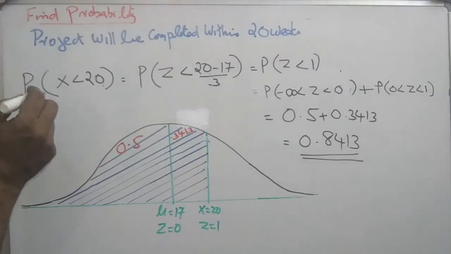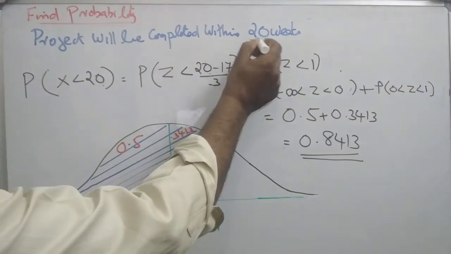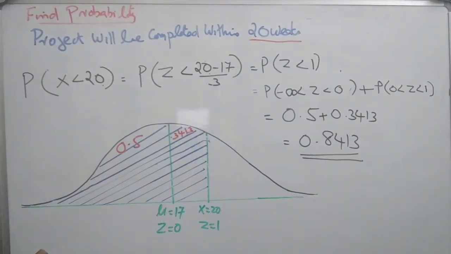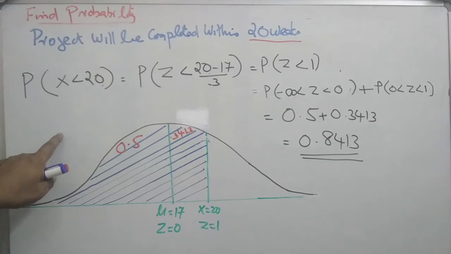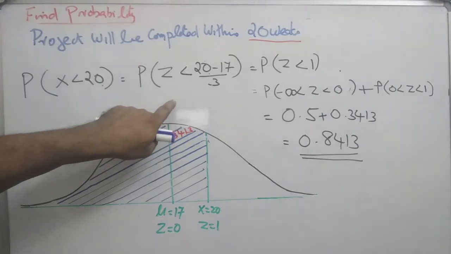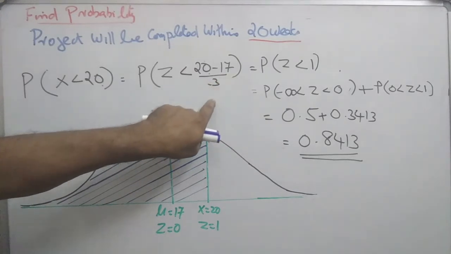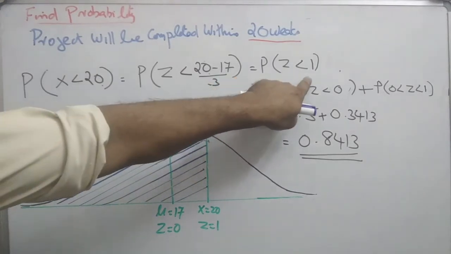Here the question is to find the probability of completing the project within 20 weeks. That is 20 or less. The time should be 20 weeks or less for completing the project. That is the probability of x is less than 20, a normal with mean 17 and standard deviation 3. We standardize it. That is the probability of Z is less than (20 minus 17) by 3, Z is less than 1.